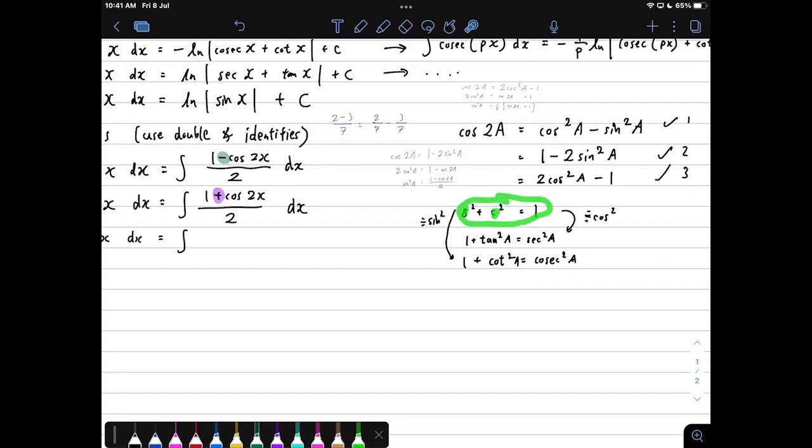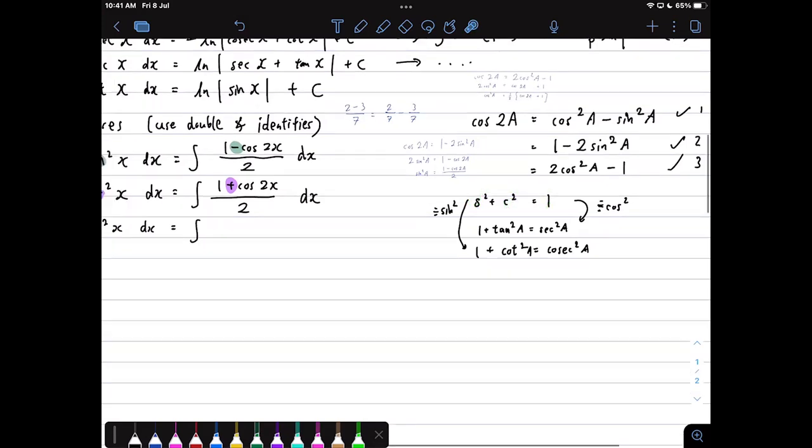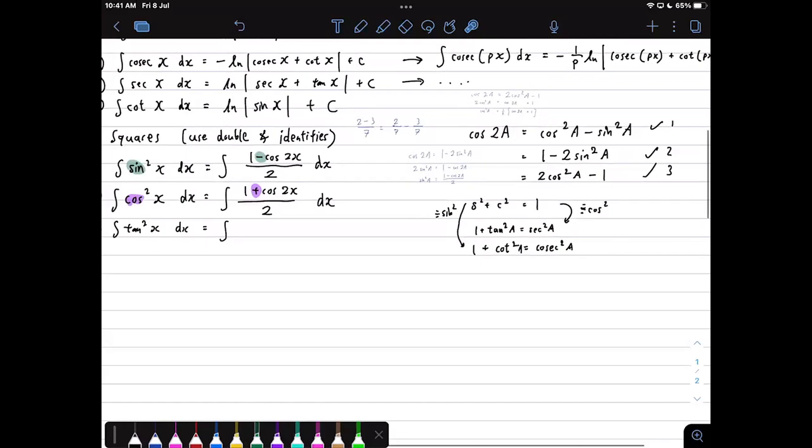Yes, okay, good. Then in that case, we can use the formula, substitute the tangent square with what? 1 plus tangent square equals secant square, which means if I just minus 1 on both sides, I'll get secant square x minus 1 dx. Can I integrate secant square? Cannot? Can. Think about the derivatives.